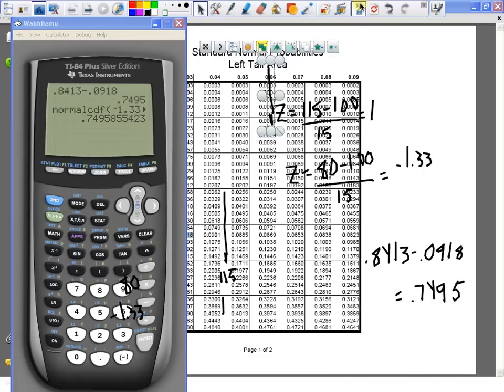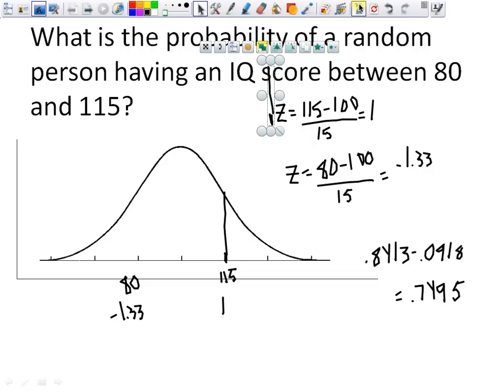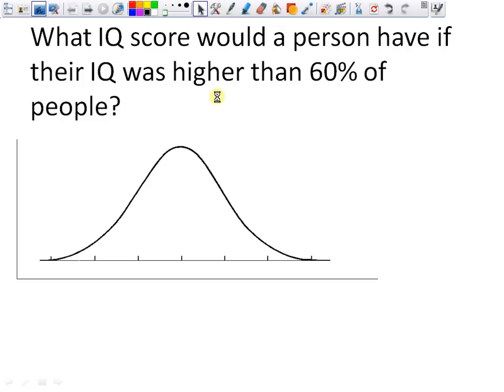Okay, so take a look at another example. This one's a little bit different. What IQ score would a person have if their IQ was higher than 60% of people? So think about the curve.